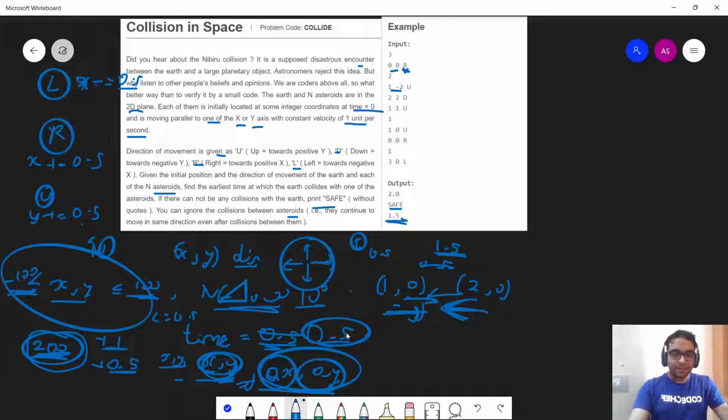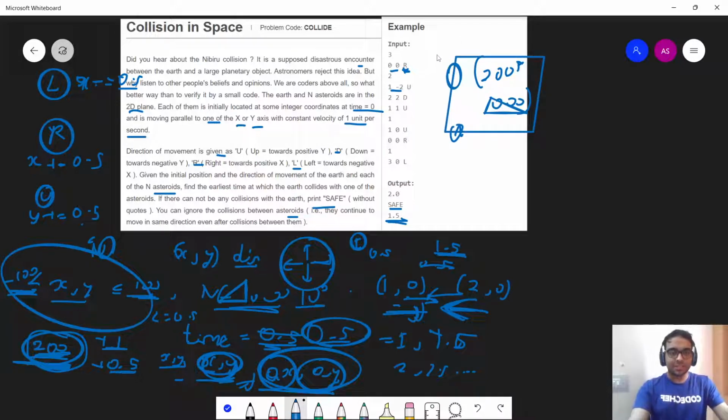And I simulate this for the entire time. So for time equals 0.5 we check, next we'll check for time equals 1, next time 1.5, then 2, then 2.5 and so on, up till we traverse a total distance of 200. The time complexity of this approach is O of 200 times around 1000, which should easily pass the question in the given time limits. So this becomes the approach to solve this particular problem.